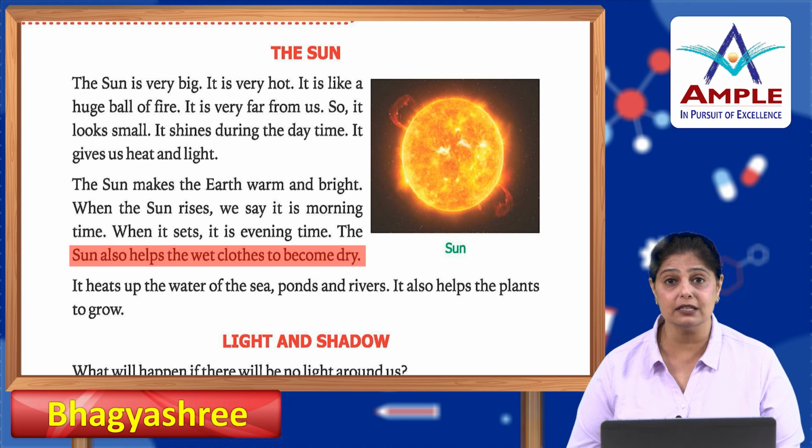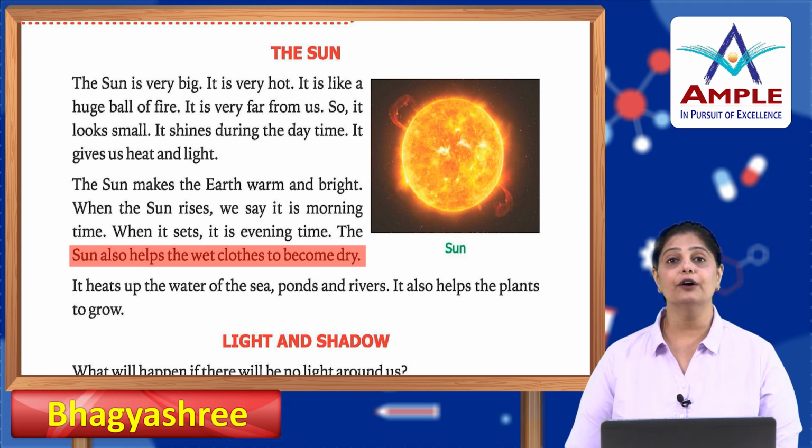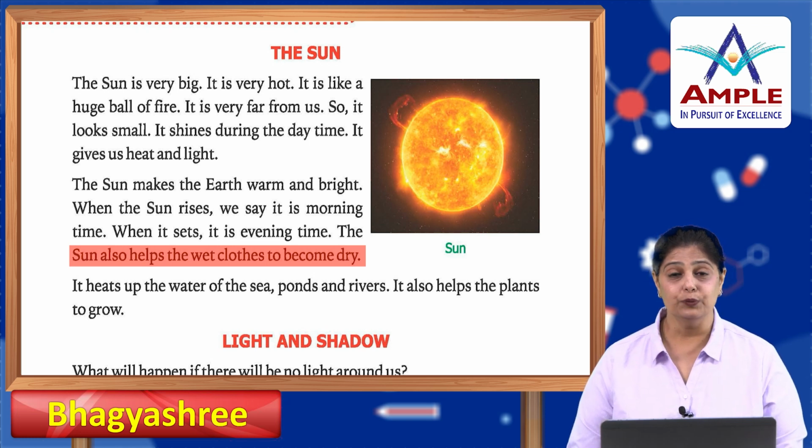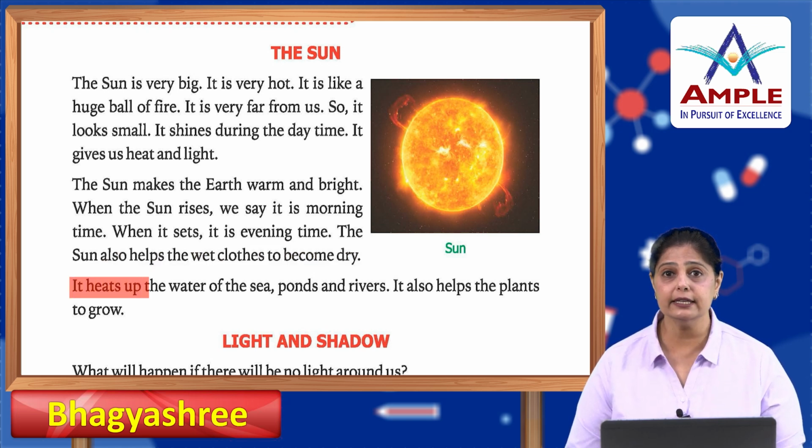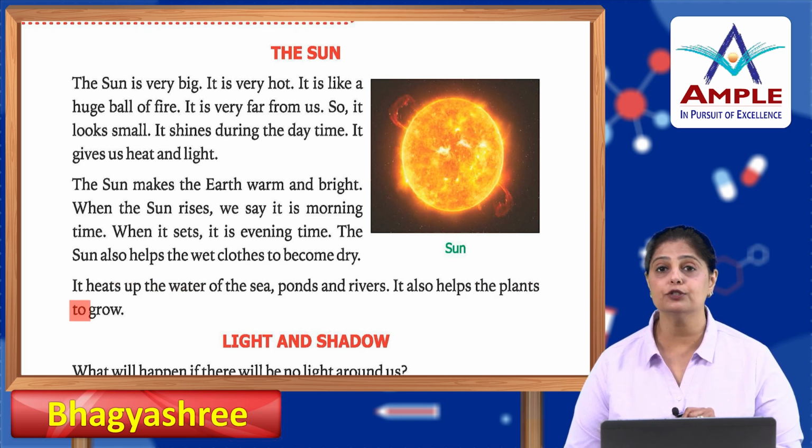Our day begins with the sun rising. And what all things does it give to us? It gives us light, a lot of brightness, warmth, it gives us heat, and when it sets down in the evening, it gets darker and cooler again. Now the sun also helps the wet clothes to become dry. It heats up the water of the sea, ponds and rivers. It also helps the plants to grow.